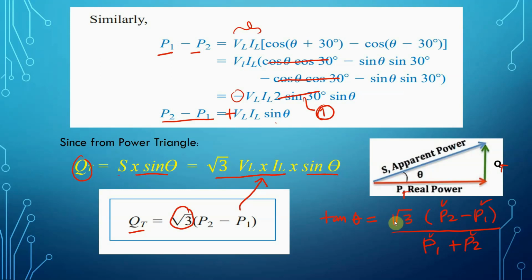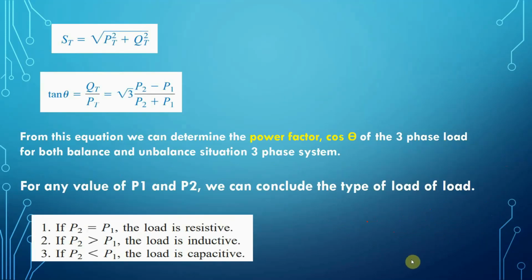Now, from the values of W1 and W2, you can know what type of load you are having. So let's say if P2 is equal to P1, then tangent theta will be 0. If tangent theta is 0, it means you have a purely resistive load. Let's summarize here. If P2 is equal to P1, we have a purely resistive load because tangent theta becomes 0.